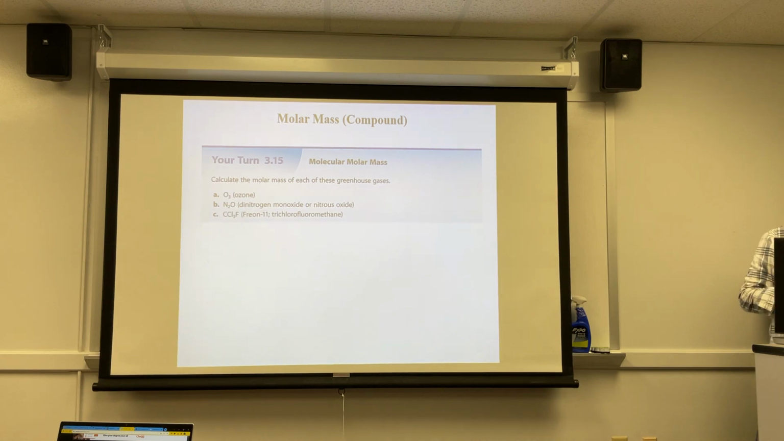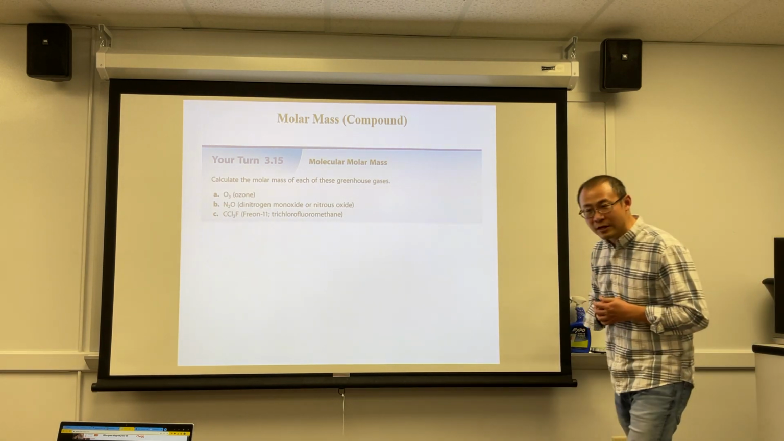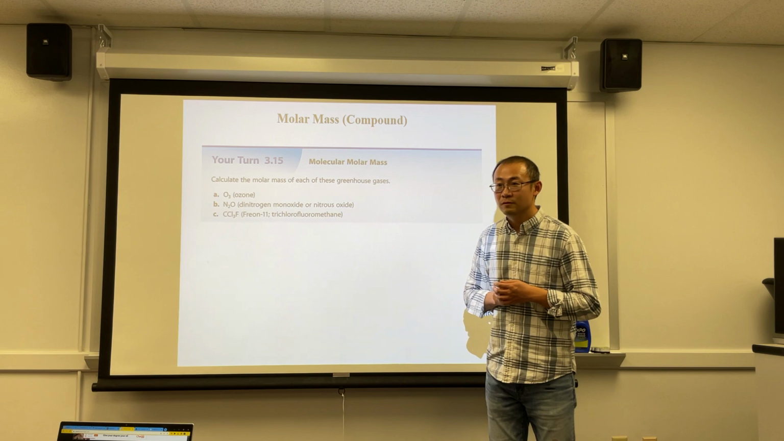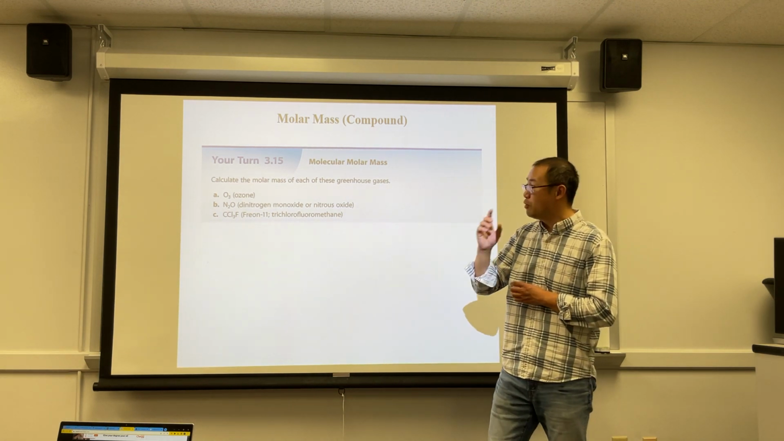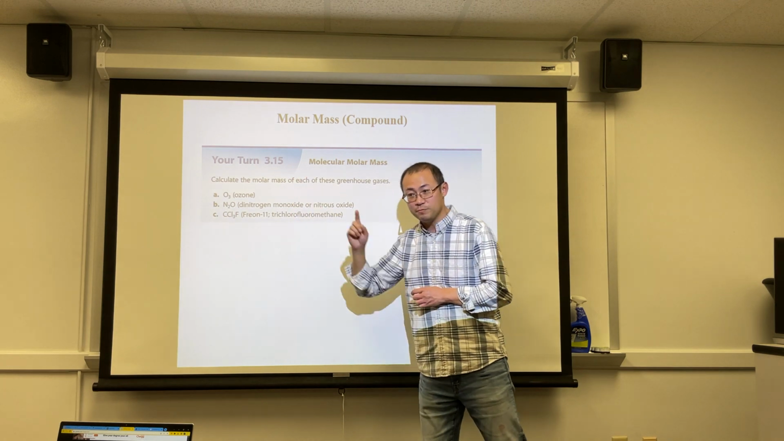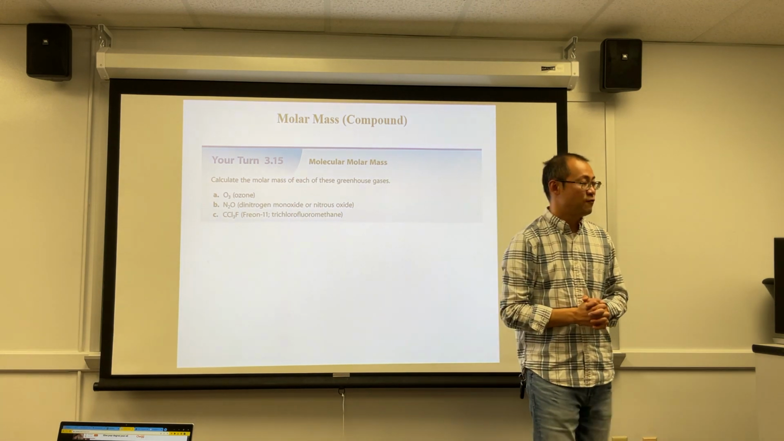So ozone is 48. What is the unit? Grams per mole. Don't forget that unit. If you don't have a unit, that's not molar mass. Molar mass is always grams per mole. So ozone is 48. Very good.